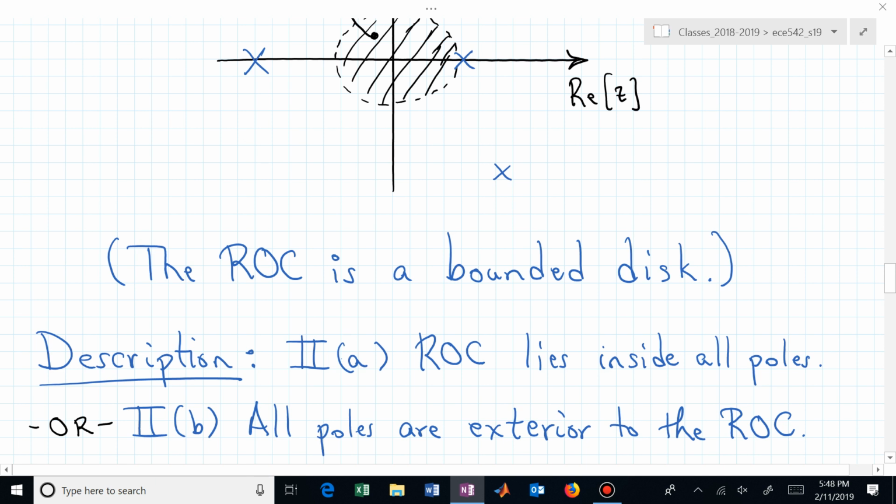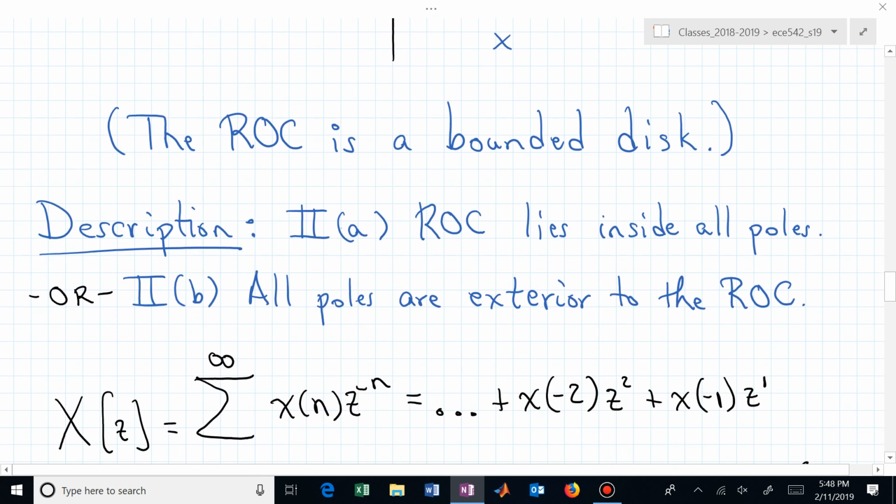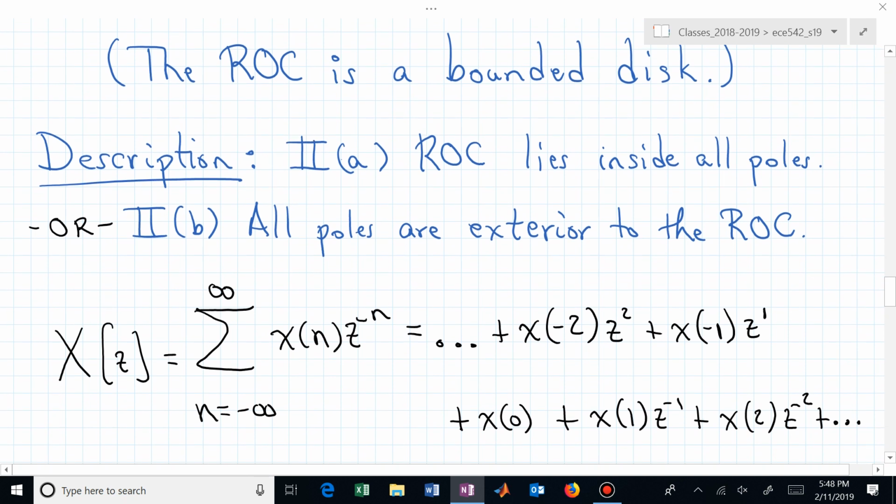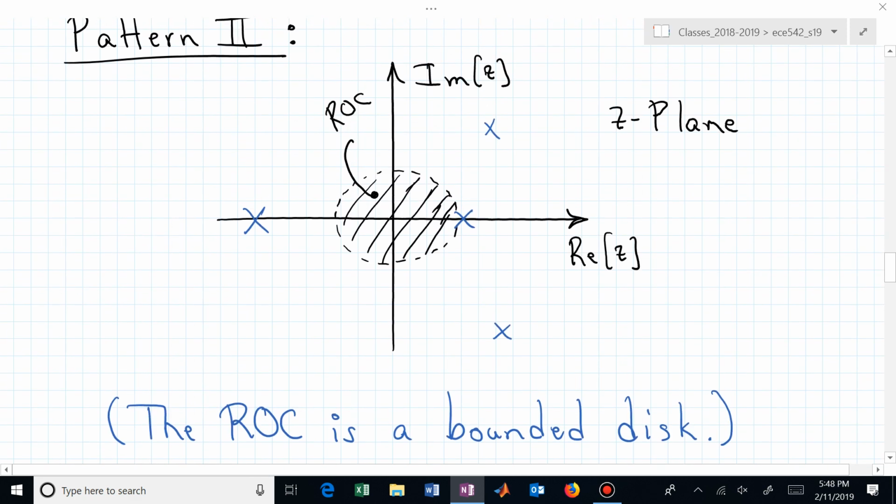What did we do with the last one? We looked at our definition and tried to infer something meaningful about little x of n when it is defined for the appropriate region of convergence. In this case, can we find an extreme value? In the first pattern, we went really extreme. We went to infinity and said, if infinity belongs to that region of convergence, let's plug in infinity for z and see what has to vanish.